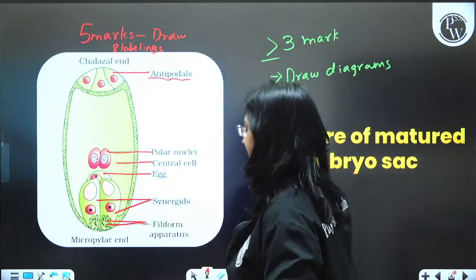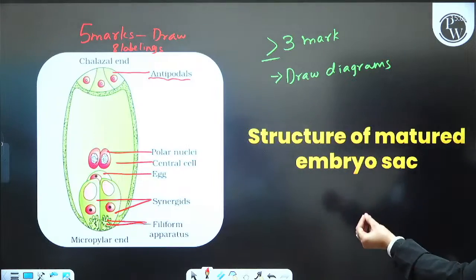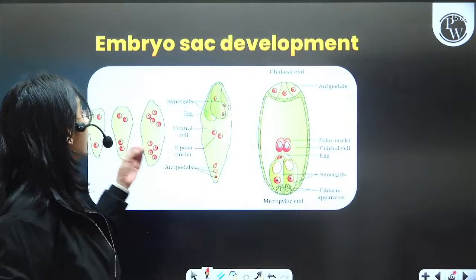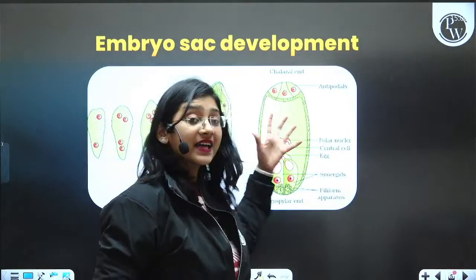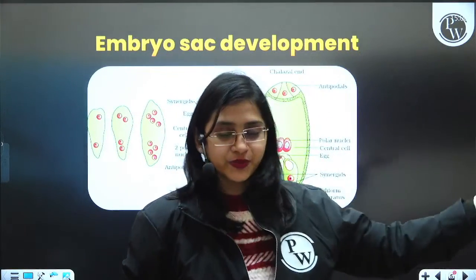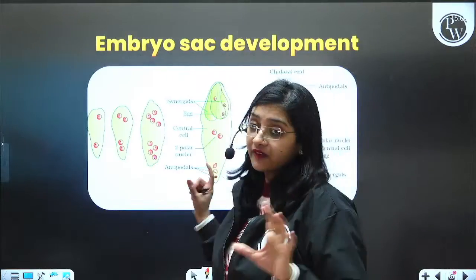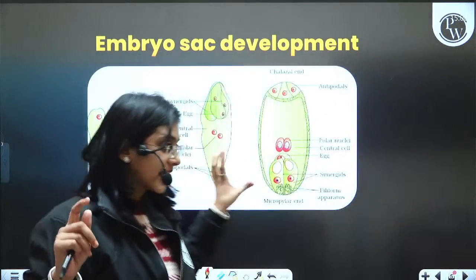This is the NCERT diagram. So this is one important diagram. Next important diagram, that is embryo sac development, not embryonic. Embryonic is in the human reproduction chapter. Okay. So my dear students, they haven't asked you to draw this diagram directly in recent years.